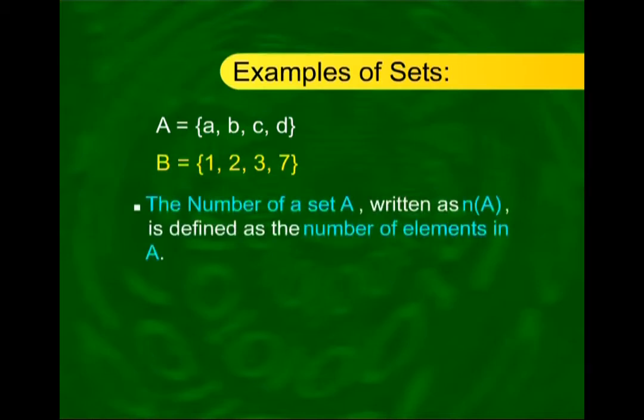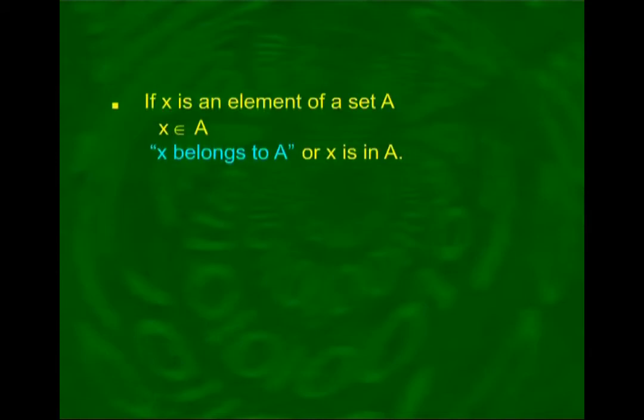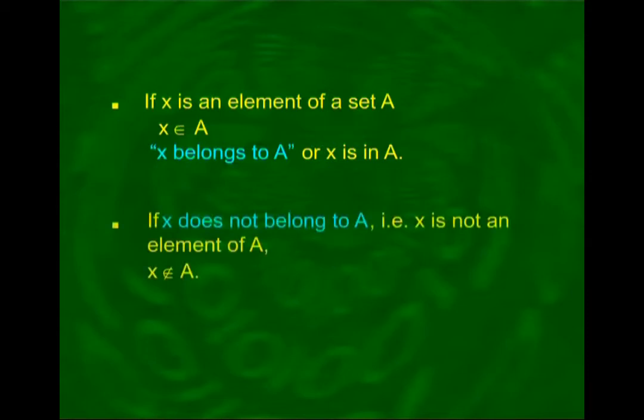The number of elements in a set A is denoted by n(A), and it is called the number of the set A. As you see on the screen, if a set consists of 4 elements, then we will say that the number of this set is 4, and we will write n(A) = 4. If x is an element of a set A, we write x belongs to A, and if x does not belong to A, then we write it with the same notation but crossed, to denote that x does not belong to A.